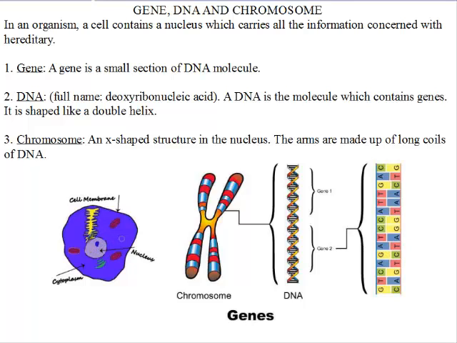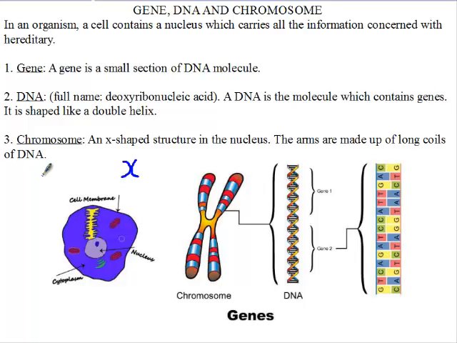Now, when you go into the nucleus, there are X-shaped structures. When you view the nucleus under an electron microscope, there are X-shaped structures, which we call the chromosomes. So a chromosome is just an X-shaped structure in the nucleus. Now, the arms are made up of long coils of DNA.